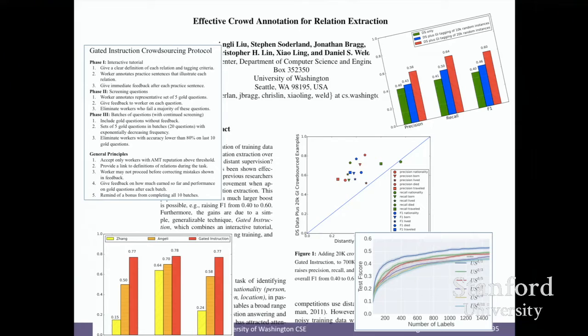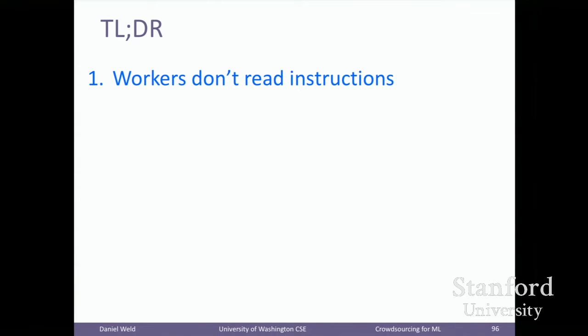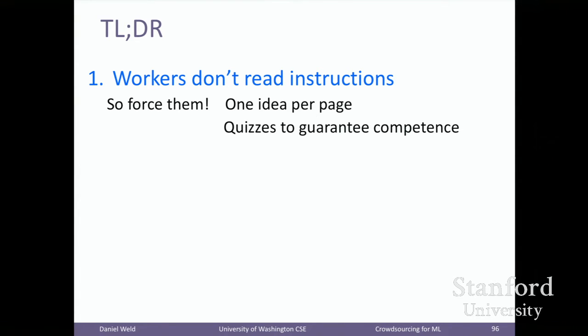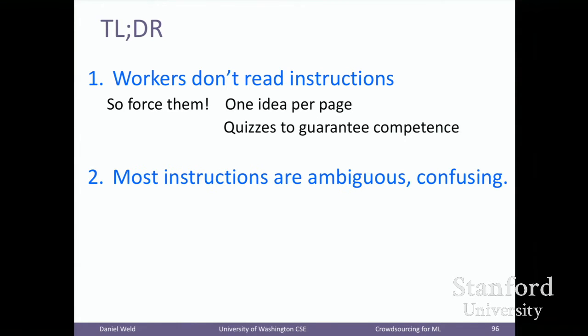So we thought more about how to actually do it and came up with a method called gated instruction. It sounds kind of complicated, but it's really based on 2 key points. The first one is that workers don't read the instructions. I mean, they just want to get on with the task. So the natural thing is we need to force them to read the instruction by making it so they can't actually progress in the workflow until they've demonstrated they actually read the instructions and understand.